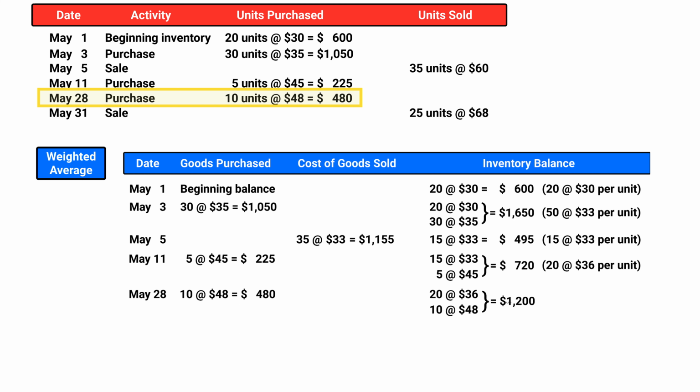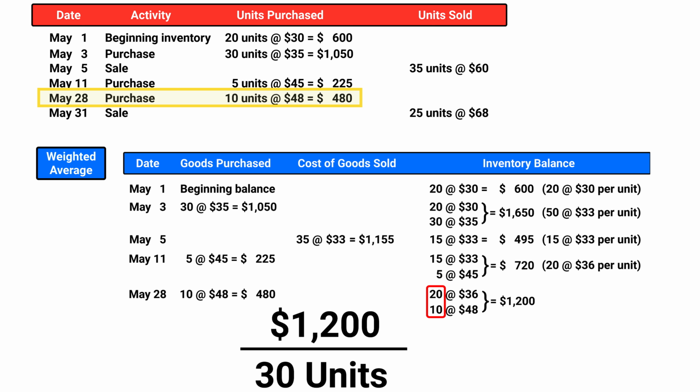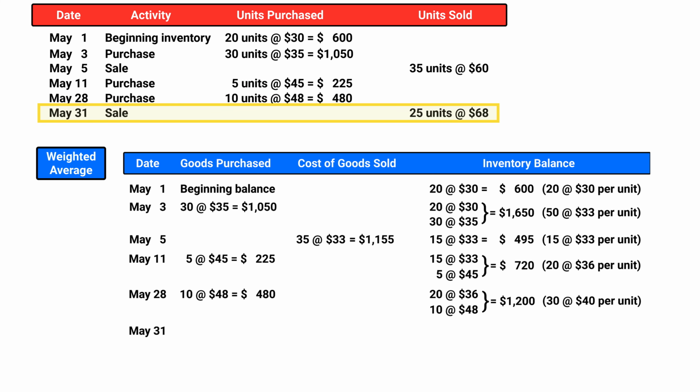We then take the $1,200 and divide it by 30 units available for sale to get a $40 weighted average cost per unit. On May 31st, we sold 25 units. And using weighted average to compute cost of goods sold, we take the 25 units sold and multiply it by average cost per unit of $40. Looking at inventory, that leaves us with 5 units remaining with an average cost of $40 each.